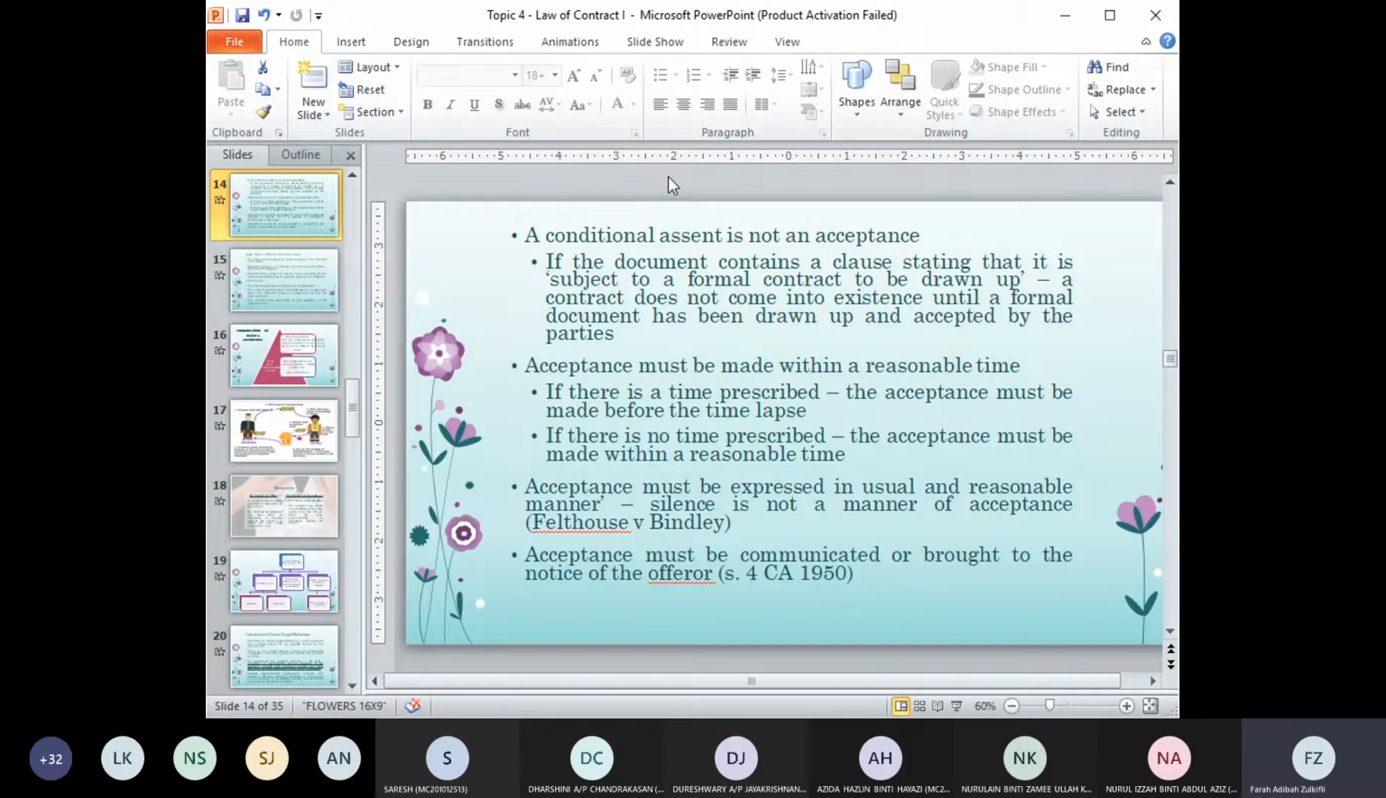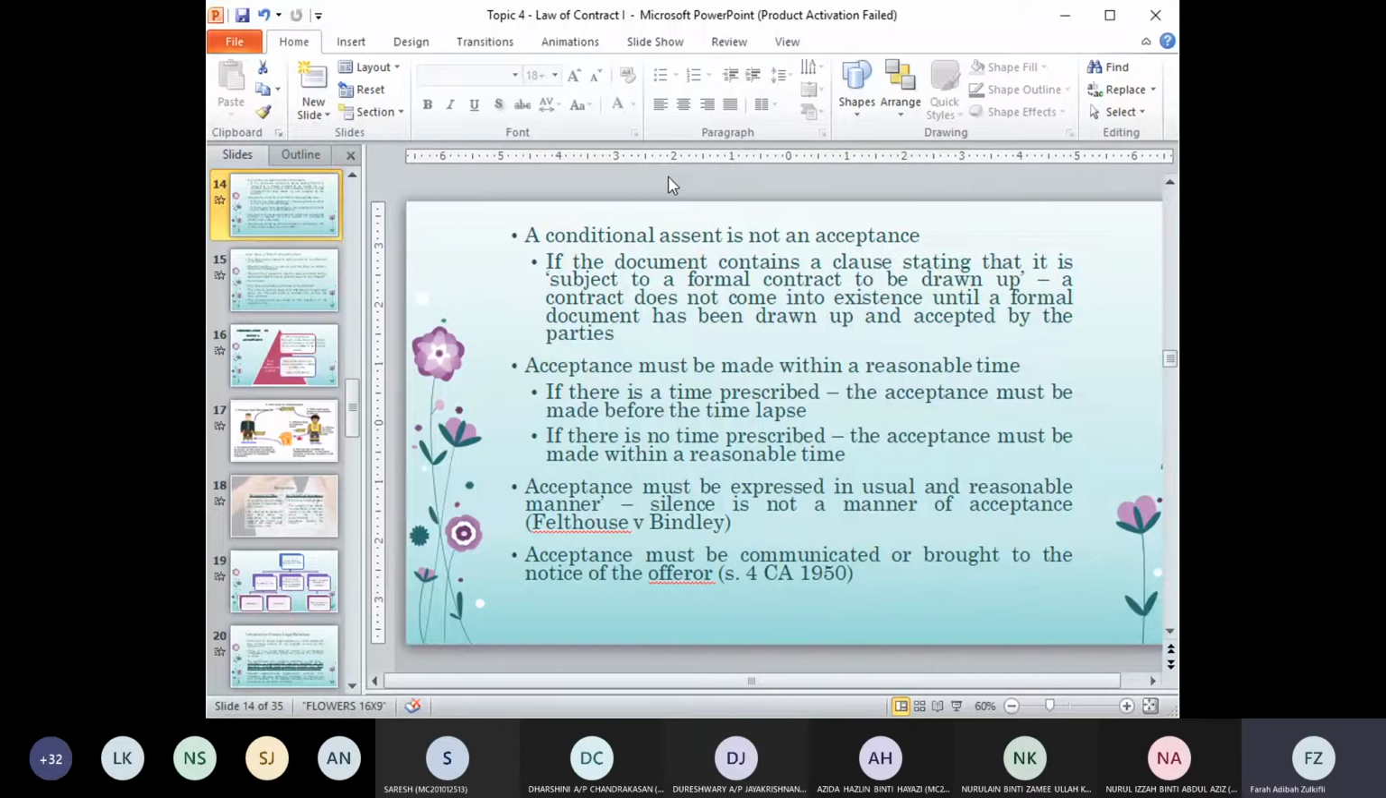And acceptance must also be communicated or brought to the notice of the offeror. So if you want to accept something, you must communicate it. If someone calls you wanting to offer something to you, if you want to accept, you have to say, yes, I want to accept. If someone sends an email, you have to reply to the email. If someone sends a letter, you have to reply to the letter.